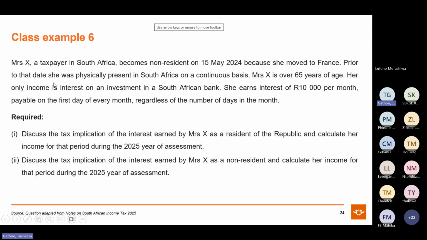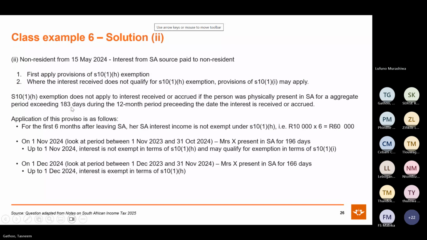Prior to that date, she was physically present in South Africa on a continuous basis, right? So that would mean that for the first 6 months after leaving, because 183 days is essentially 6 months of the year, okay? For the first 6 months after leaving South Africa, her interest income cannot be exempt in terms of Section 101H because she was physically present for a period exceeding 183 days during that 12-month period.